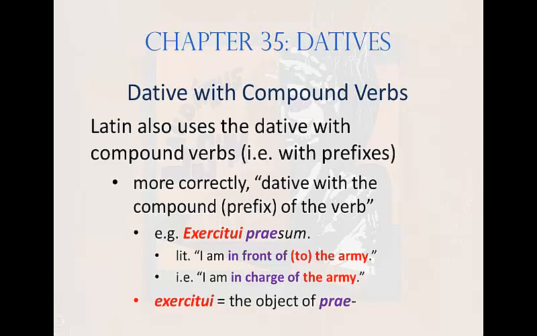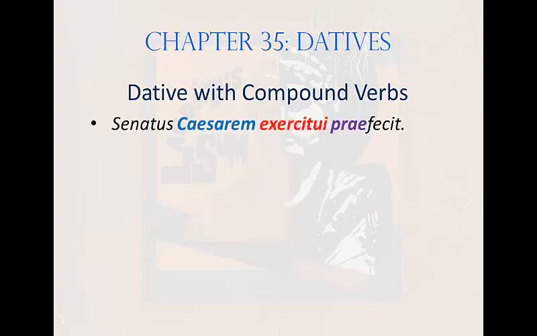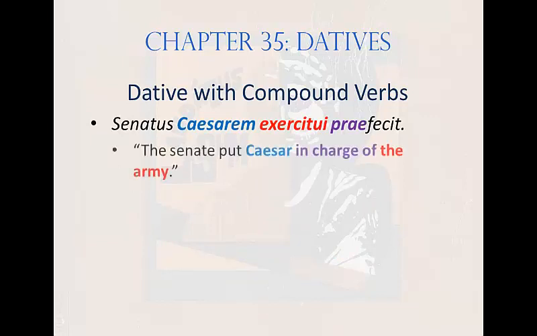The dative is the object of prae. Another way to look at it is it's a prepositional phrase that's been broken up. The preposition has been tacked onto the front of a verb, and its object is expressed in the dative, not the ablative. Here's another example. Senatus Caesarem exercitui praefecit, meaning, the Senate put Caesar at the front of, literally to, the army.